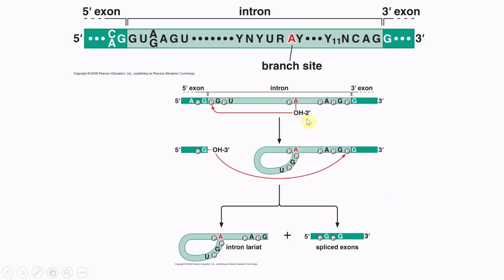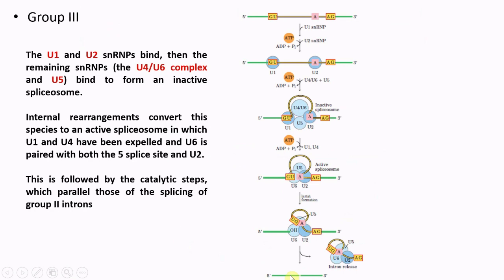So the 2' hydroxyl group of the adenine of the branch site makes an attack first at the 5' side of the exon. Then this free exon makes the second nucleophilic attack, and these 2 exons join together, and this intron is released in the form of a lariat.